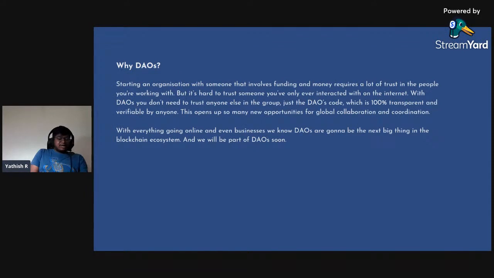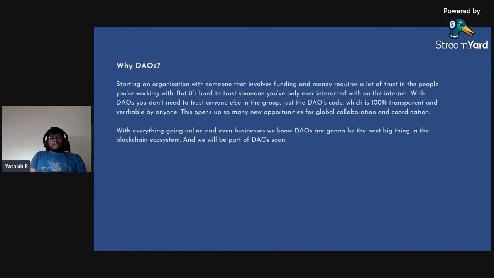So why DAOs, you can ask, right? Starting an organization with someone that involves funding money requires a lot of trust in the people you're working with, but it's hard to trust anyone you have never actually interacted with on the network. And with DAOs, you don't need to trust anyone else in the group, just the DAO's code, which is 100% transparent and verifiable by everyone. That's just what is needed. 100% verifiable code is all you need to start the next big organization.